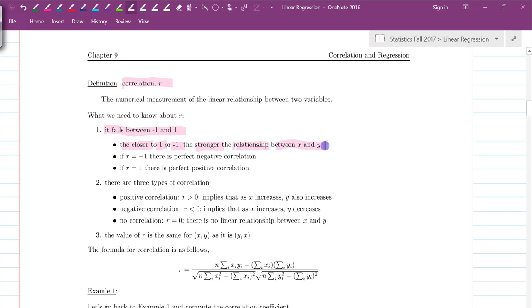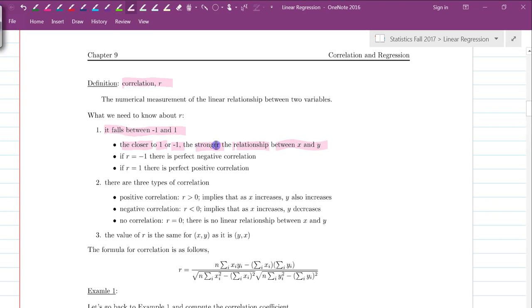So the indication that you have a very strong relationship between the dependent variable and the independent variable is by looking at R. And if R is either -1 or very close to -1, or positive 1 or very close to positive 1, that tells you that we have a very strong relationship between the dependent variable and the independent variable.